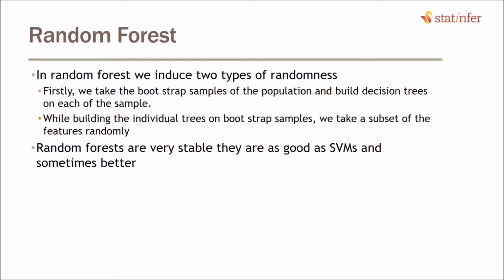Why are we using a subset of variables? If we use one subset in model 1, another subset of variables in model 2, another sample of features in model 3, then all the trees will be totally independent, and each tree will be giving us a different result, but all of these trees together might give us a good consolidated random forest model. Random forests are very stable and they are as good as SVMs, and sometimes they are better than other algorithms. They work really very well.